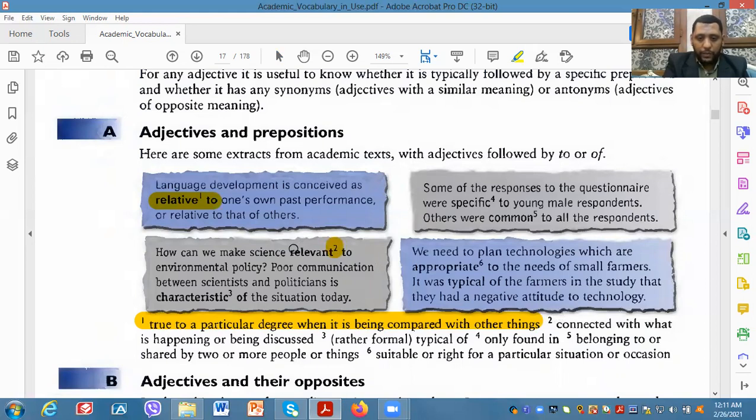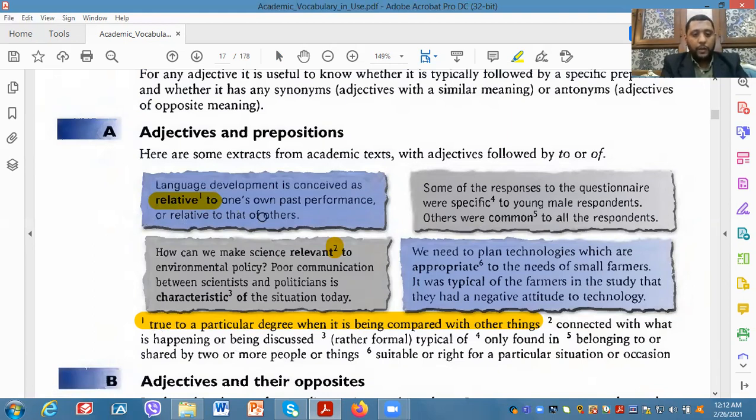This would give us the definition of relevant to, which is connected with what is happening or being discussed. We will see that. I'm just giving you the idea to show you how this book was organized. I mean, when it comes to the numbers that have been written above the words, we need to track them so that the definition of these words can be found.